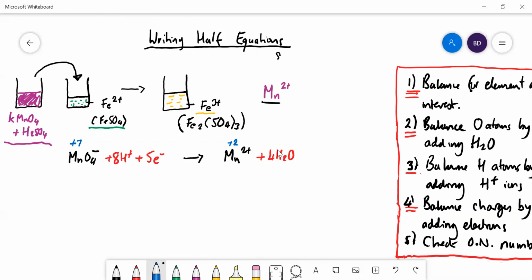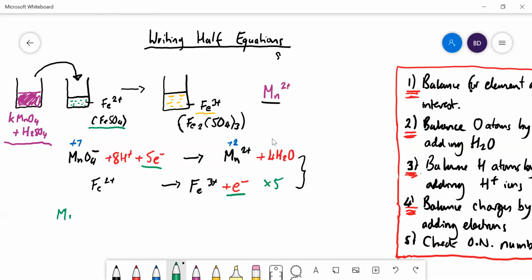Let's see what happens to the Fe2 plus, that's really easy. Fe2 plus goes to Fe3 plus. We balance the element, we don't need to do anything there. Balance for oxygens, no hydrogens, just do the charges. Well, that means we need to put a negative electron there. Right, let's combine the two half equations. We've got to times this one by 5, haven't we? Because that one is only 1 electron, and this is 5.